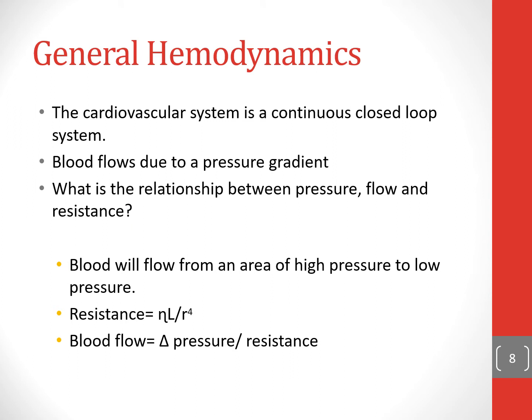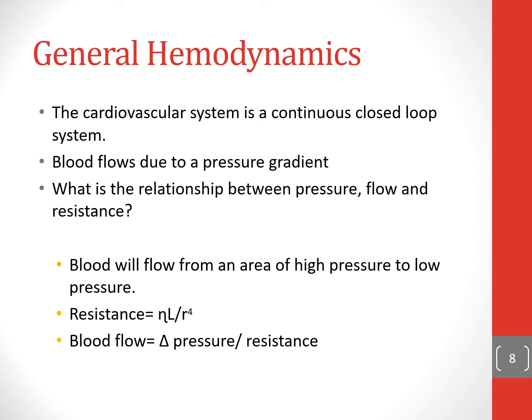So in terms of understanding the total peripheral resistance, or the amount of resistance that must be overcome in order for blood to flow through the tube, we must consider the components of hemodynamics. So as you know, the cardiovascular system is a closed loop system. So this means that there's a constant amount of blood that's flowing through the tubes, and the volume of blood stays the same pretty much all the time. So as blood flows, it's going to flow due to a pressure gradient. So we know that blood must flow from an area of high pressure to an area of low pressure.